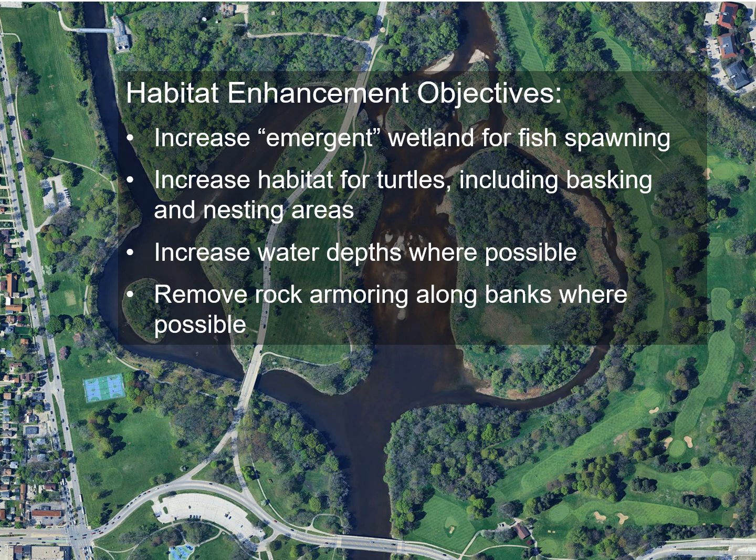A team of fish and wildlife experts considered how best to improve habitat in this reach. These are some of the ideas and proposals that they came up with. And a major one is to increase the amount of what we call emergent wetland for fish spawning. And so emergent wetland is basically where there's shallow water, but shallow enough where plants can come up out of the water or emerge. And so you see standing water, but also plants that are coming out of that.